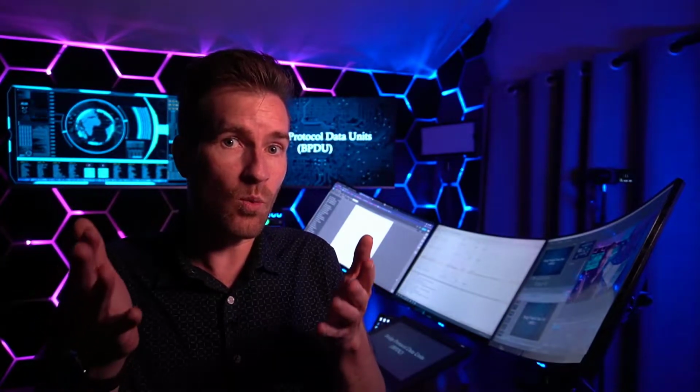Spanning tree protocol needs a way to communicate amongst the different switches, and it does that through frames called Bridge Protocol Data Units, or BPDUs. And so let's take an in-depth look into what Bridge Protocol Data Units are and what they look like.